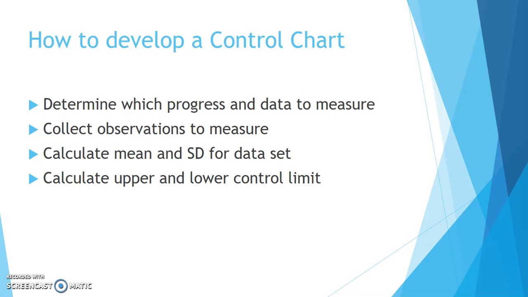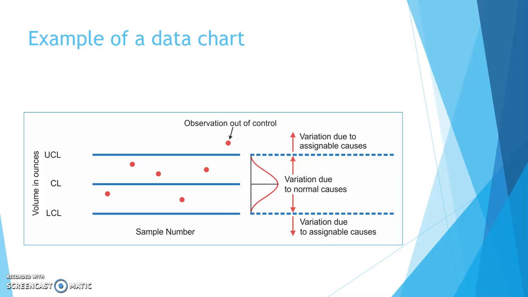You can then determine what type of control chart you want to use. For our presentation, we will use a continuous data control chart. Next, you must calculate the mean and standard deviation for your data set. Based on your sample size, you will also need to calculate the upper and lower control limits.